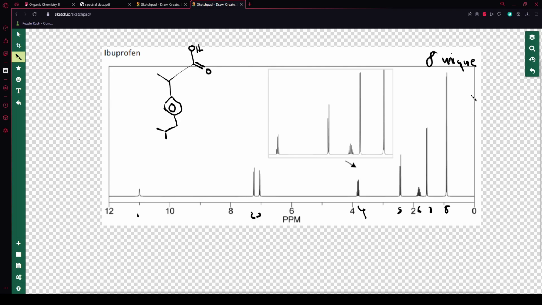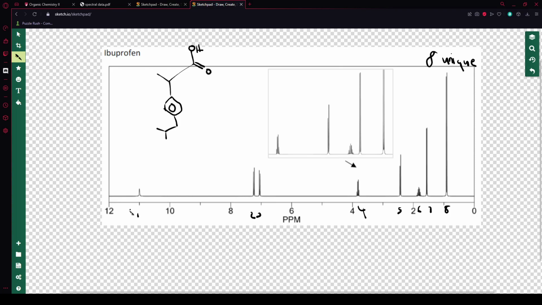Next, I'm going to look at the integration. I don't have the integration here, so I'm just not going to do that, but that's what I would do if it was here. And next, I'm going to look at the positions.